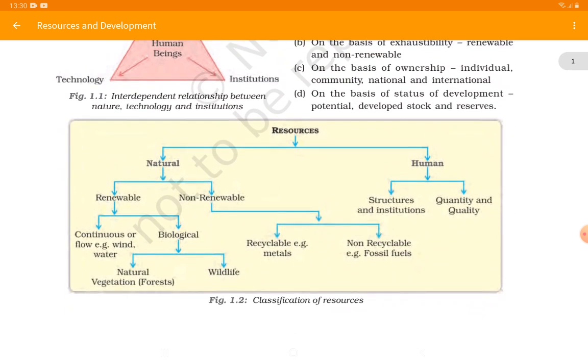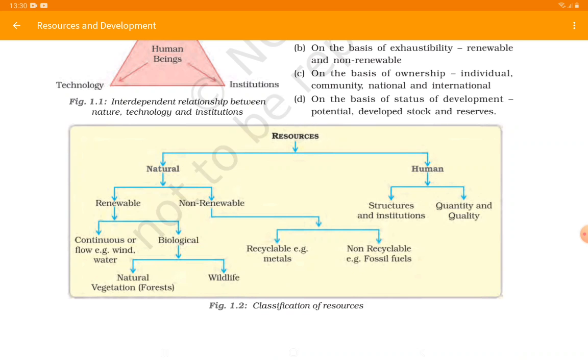Now, let's see figure 1.2. Resources are of two types, natural resources and human resources. Natural resources are further subdivided into two types, renewable resources and non-renewable resources. We'll be understanding the definitions in detail afterwards along with examples. And human resources are divided into two types: structure and institutions, and second is quantity and quality.